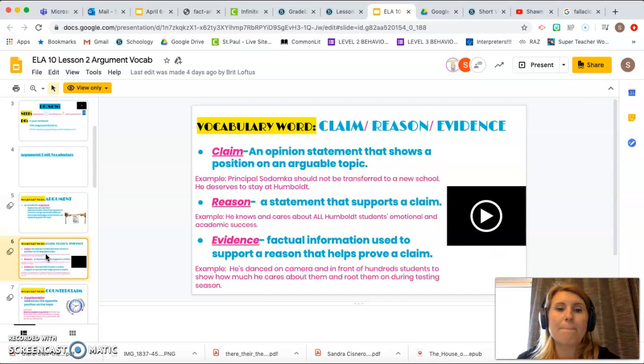All right, we got a bunch of words here. I think these are review, but let's just kind of go over them. The first is the word claim. When we make a claim, we make an opinion statement that shows a position that is something we can argue. So here's an example. Principal Sadamka should not be transferred to a new school. He deserves to stay at Humboldt.